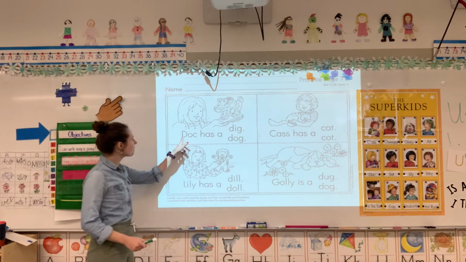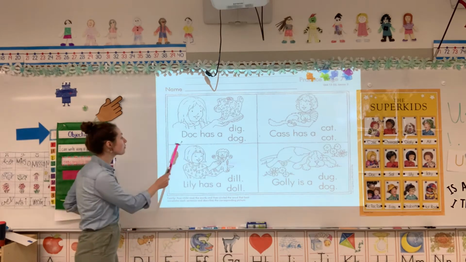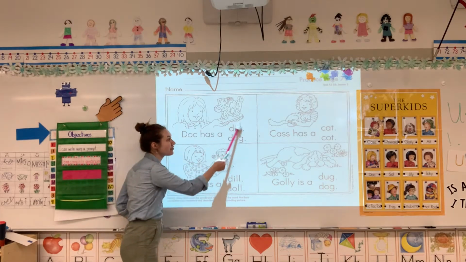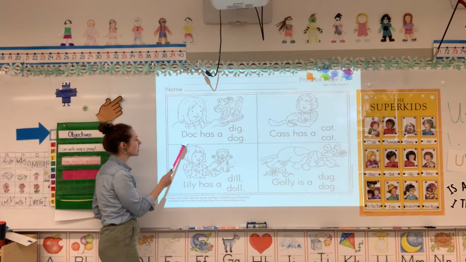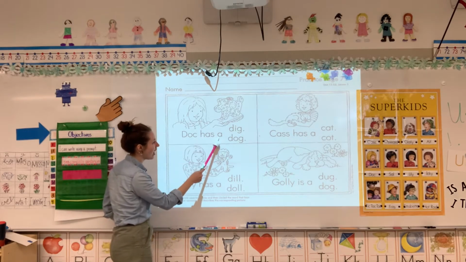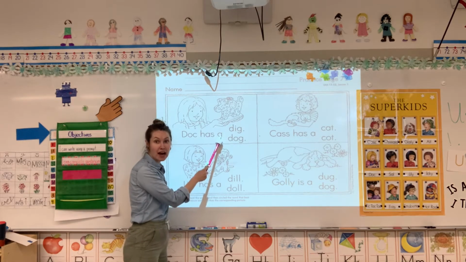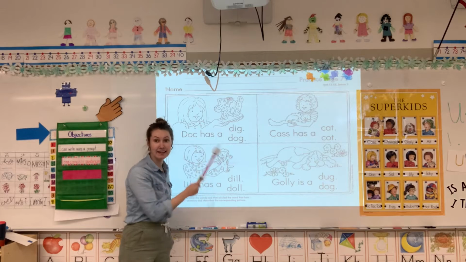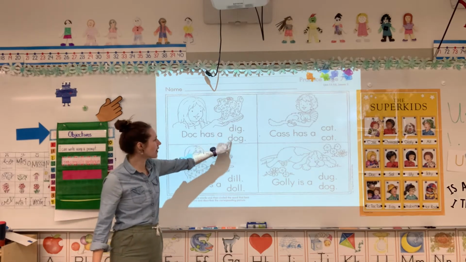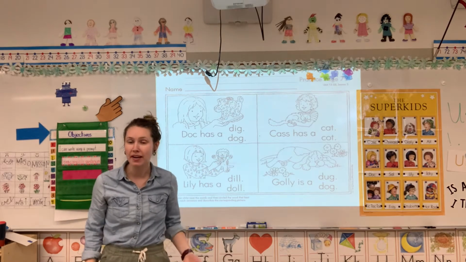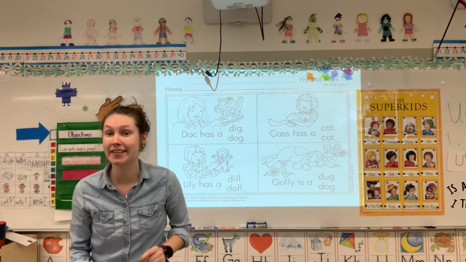So let's begin with our first sentence here with the picture of Doc. So let's read through the first words, and then we need to figure out which word matches. So first it says, Doc has a, and there's our memory word. That letter A by itself, we can say a. And this word has is another great word to remember. Doc has a, and then we need to figure out which one of these is the correct word. Notice, for each of these words, our consonants are the same.